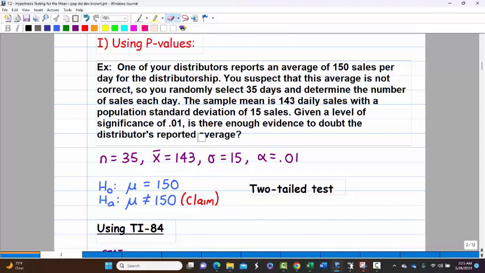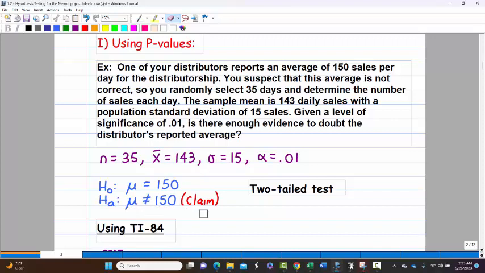Given a level of significance of 0.01, is there enough evidence to doubt the disputer's reported average? The way we look at this is from the point of view that we're doing the testing here. So you're saying that you suspect this average is not correct. So "is not" translates to not equal. And we talked about some of those phrases in section 7.1 that showed you some of the wording. So we have not equal right here, and that's your claim.